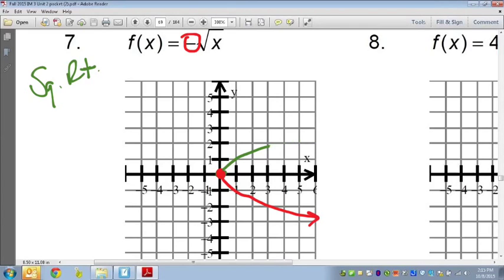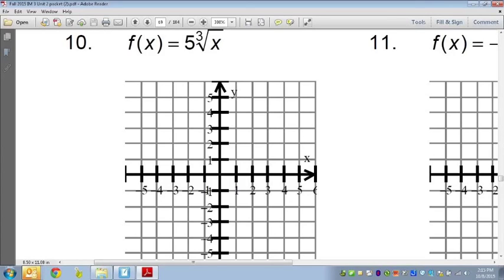There's no shifts, and actually there's no compression or stretch with this one. It's literally just what's there in the red. So for negative radical x, that is what the graph would look like.